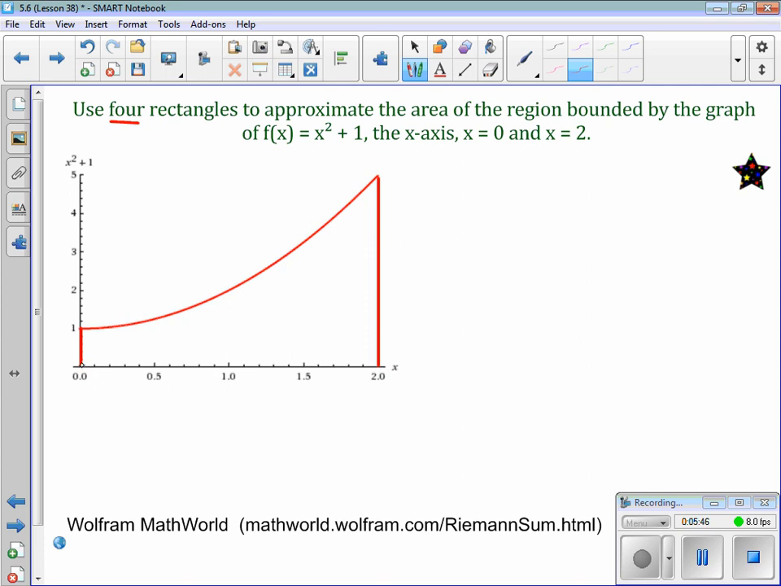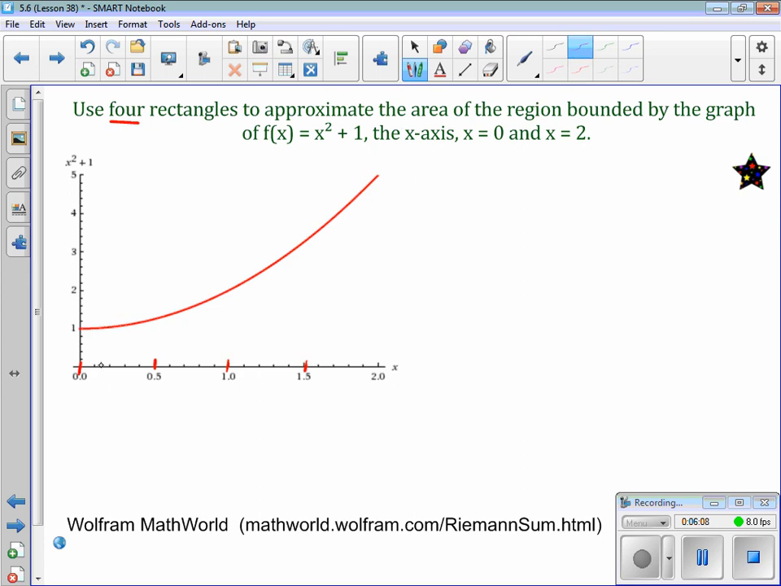A half, right? I would go from here to here, and then from here to here, here to here, and then here to here. So that's going to give me my 4 rectangles. And then what do I have to do with those rectangles? Find the midpoints. So let's put the midpoints in a different color here.